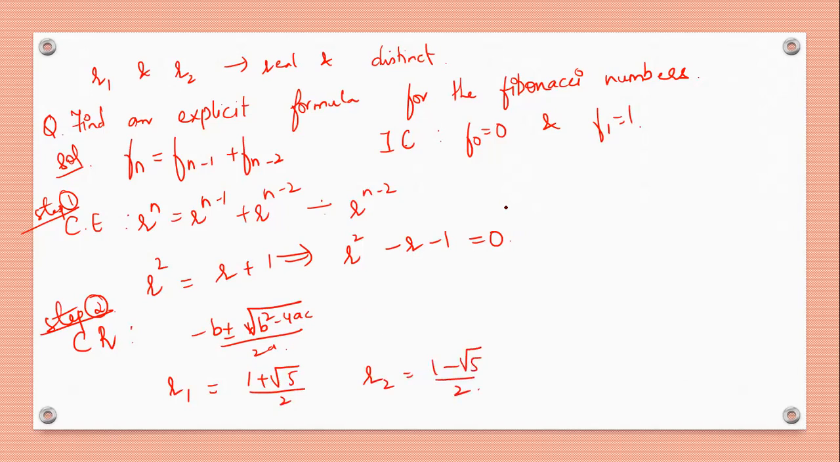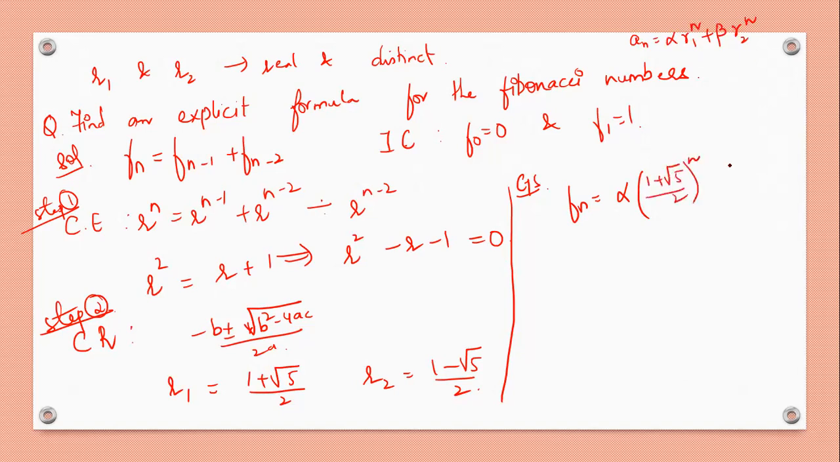After that, we have to write our general solution. What is the general solution? an = alpha r1^n + beta r2^n. So we substitute the values of r1 and r2: Fn = alpha ((1 + √5)/2)^n + beta ((1 - √5)/2)^n. Now, what are alpha and beta?